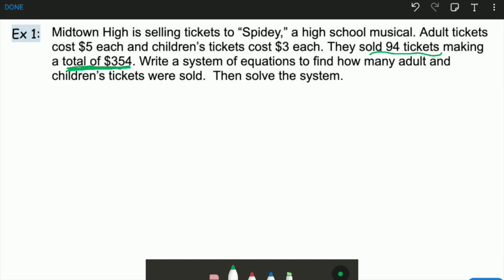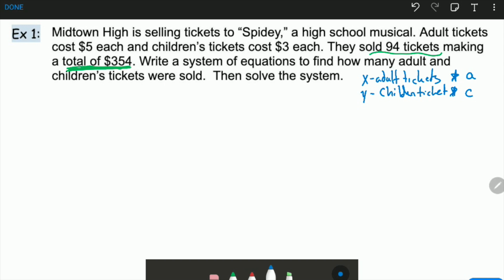The variables in this case are going to be the number of tickets of each type. So we have adult tickets and children tickets. I'm going to call adult tickets X, and we'll call the children tickets Y. Now you can also change the letters. So something else you might choose to do is just use A and C instead. But in a lot of standardized stuff you'll see X and Y. So with that being said, let's go ahead and get started.